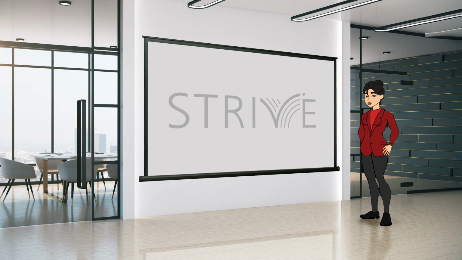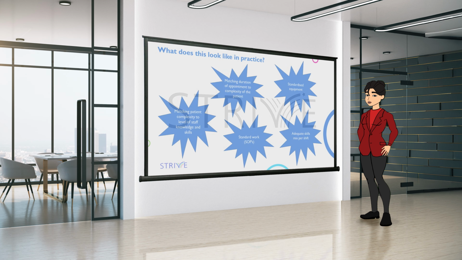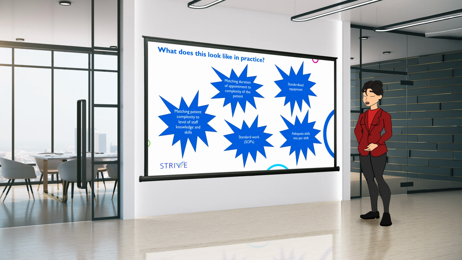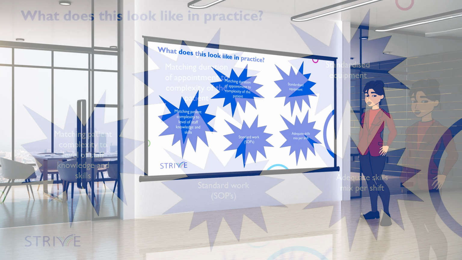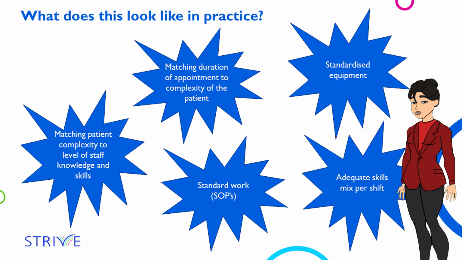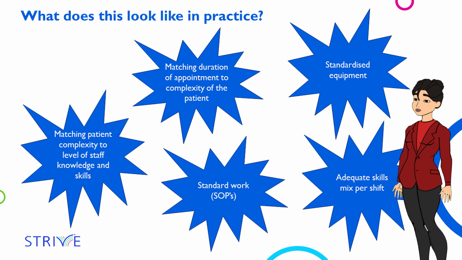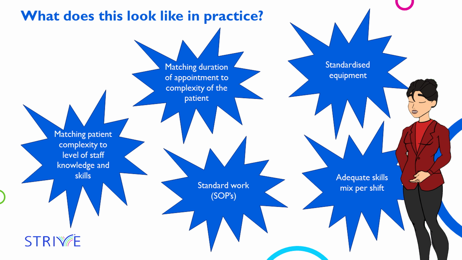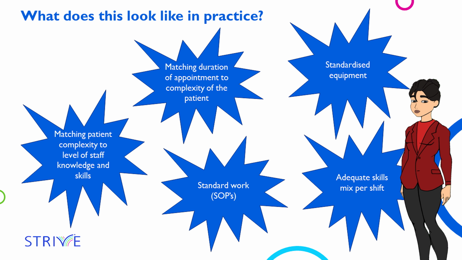But what does reducing variation look like in practice? Some things you might already be doing to control the impact of variation on quality of care are as follows. Ensuring that the complexity of patients and knowledge and skills of the staff are matched. Providing longer appointment slots for more complex patients.